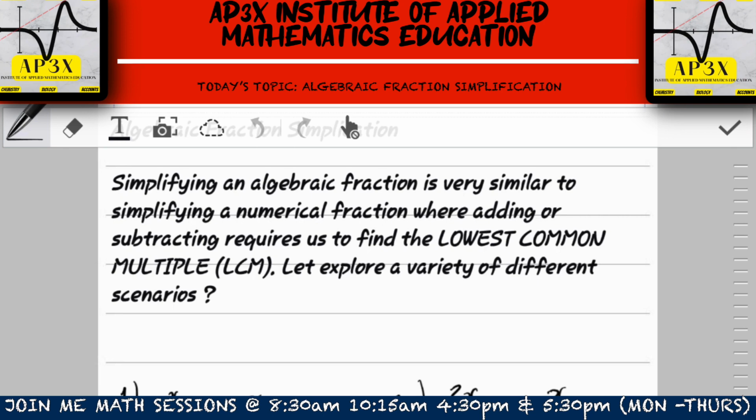Let us start off with the usual, giving you a little explanation of what is meant by algebraic fraction. Well, it says here that simplifying an algebraic fraction is very similar to simplifying a numerical fraction, where adding and subtracting requires us to find the lowest common multiple. And when you're multiplying or dividing, it's more or less the same principle, where we simply cancel numerators with denominators, and we also reciprocate the divisor and change the division sign to multiplication.